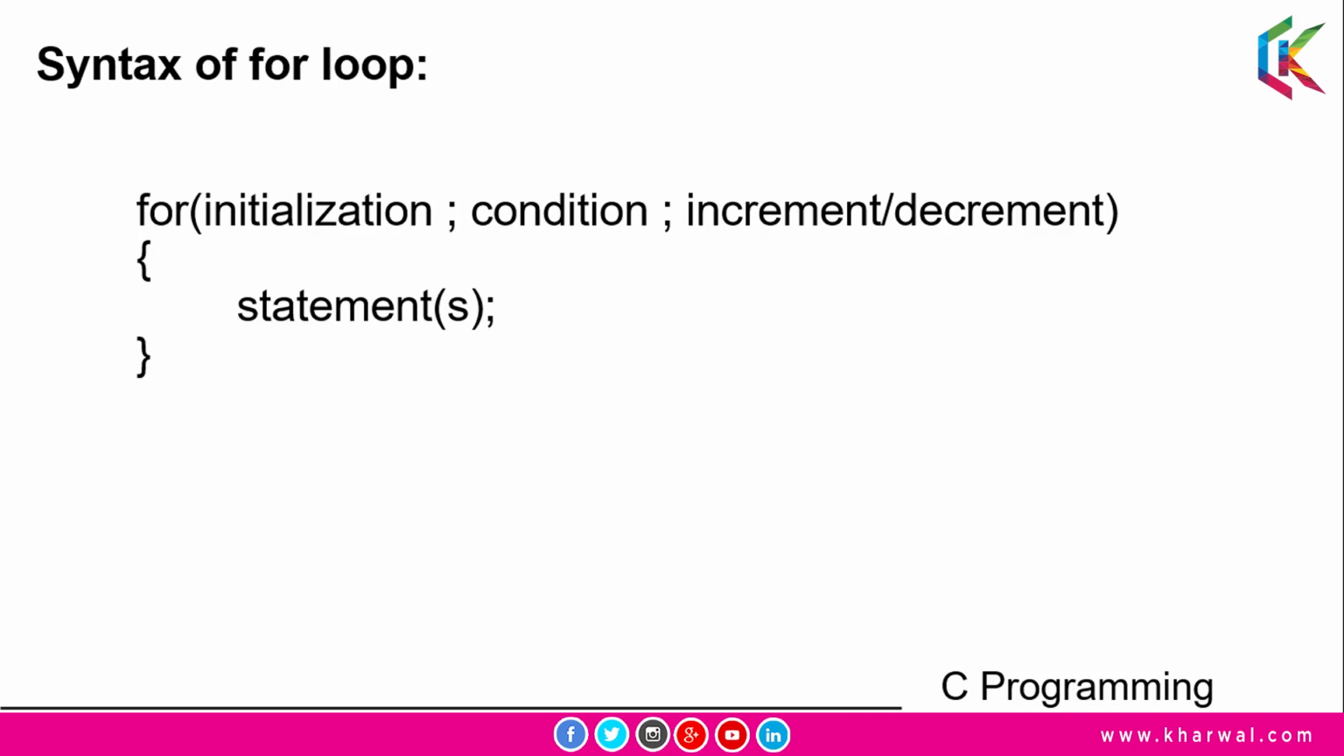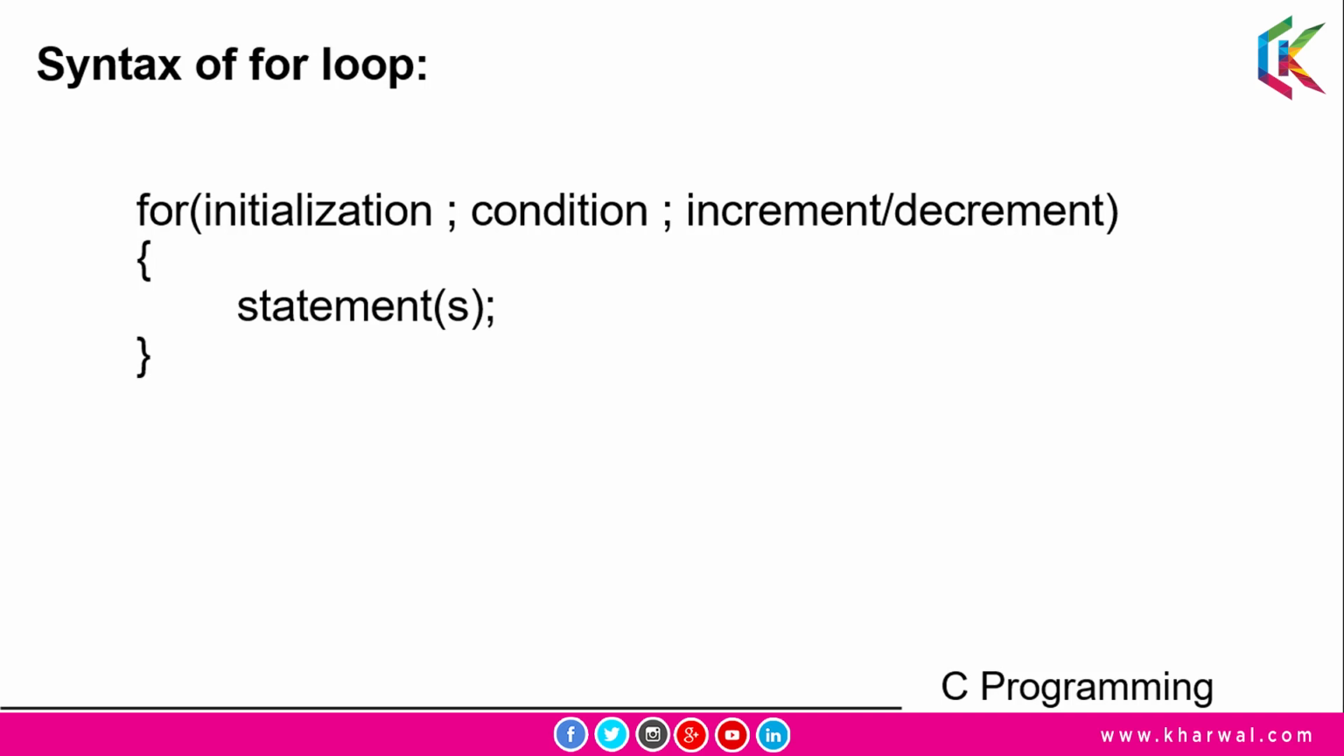So guys, now let's discuss the working of for loop. So first of all, initialization will be done, and then it will check this condition, and if this condition is true, then this statement or these statements will be executed, and then increment or decrement will take place. After increment or decrement, this condition will be checked again, and if this condition is true, then this statement or these statements will be executed. So we can say that for loop executes statements as long as a given condition is true. So I hope it is clear to you guys.